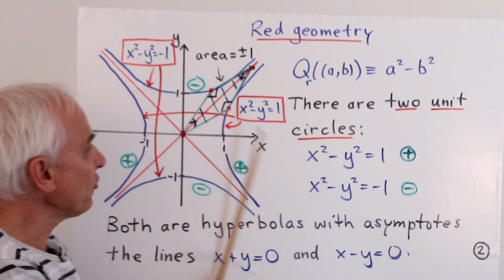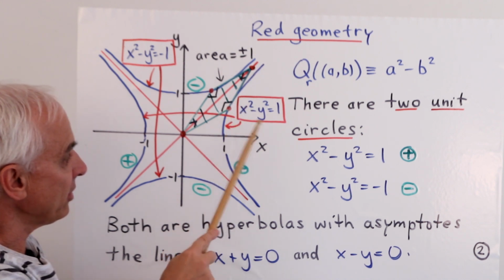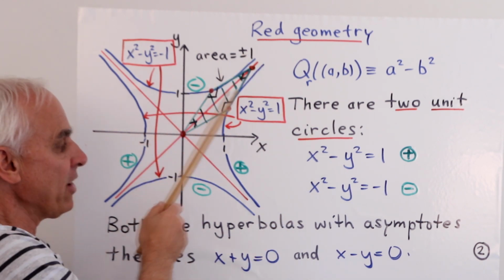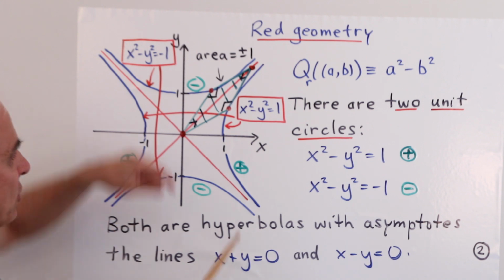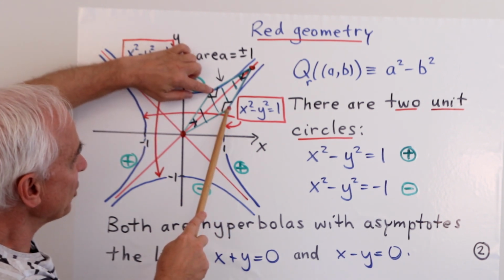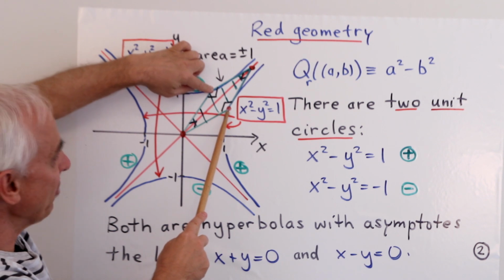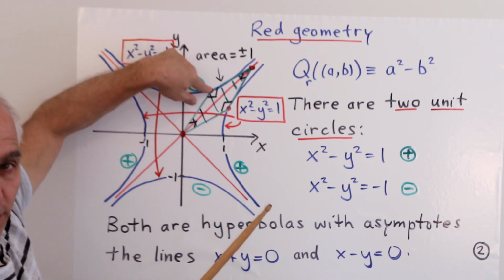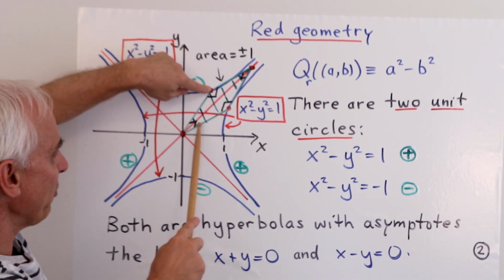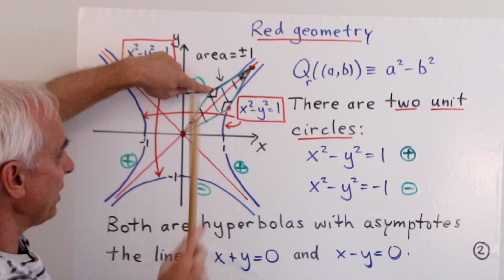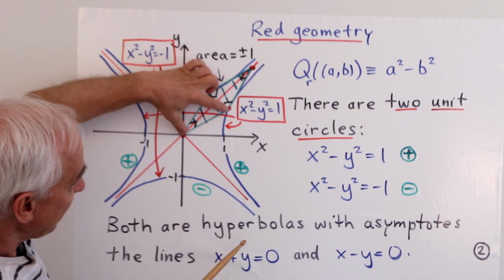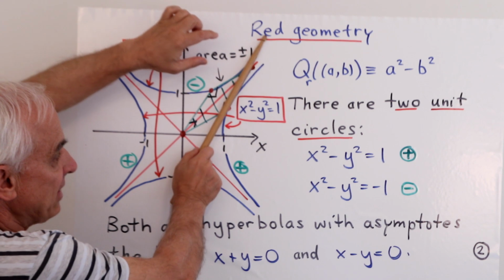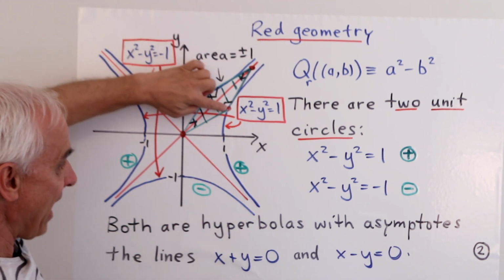Now this parallelogram is quite interesting, because if this point lies on one of the unit circles, then its reflection in this asymptote will lie on the other unit circle. These two points are symmetrically positioned, and it turns out, as we'll see later, that this parallelogram is actually a square in the red geometry. That's perpendicular, that's perpendicular, that's perpendicular. And more interestingly, this side here is actually tangent to the hyperbola at this point.